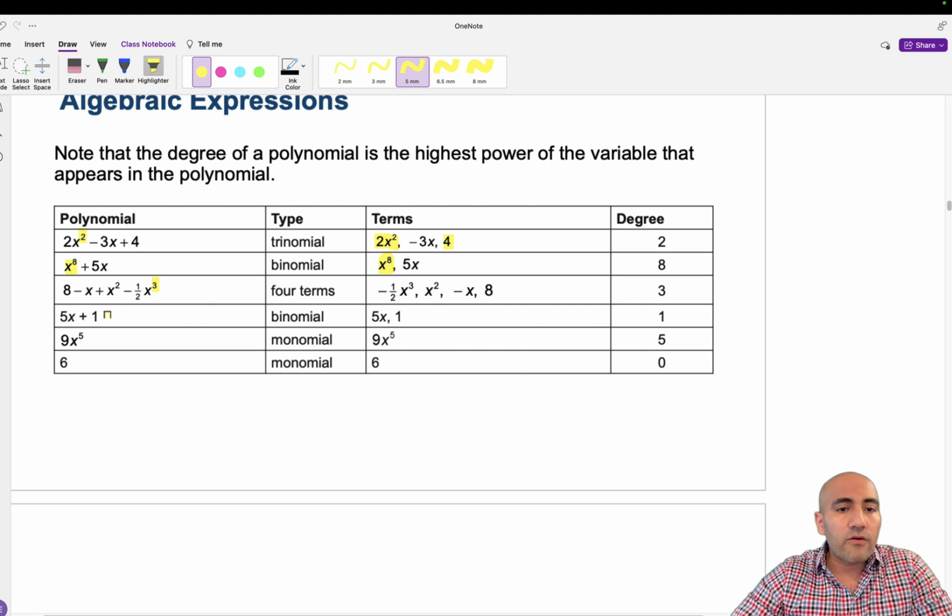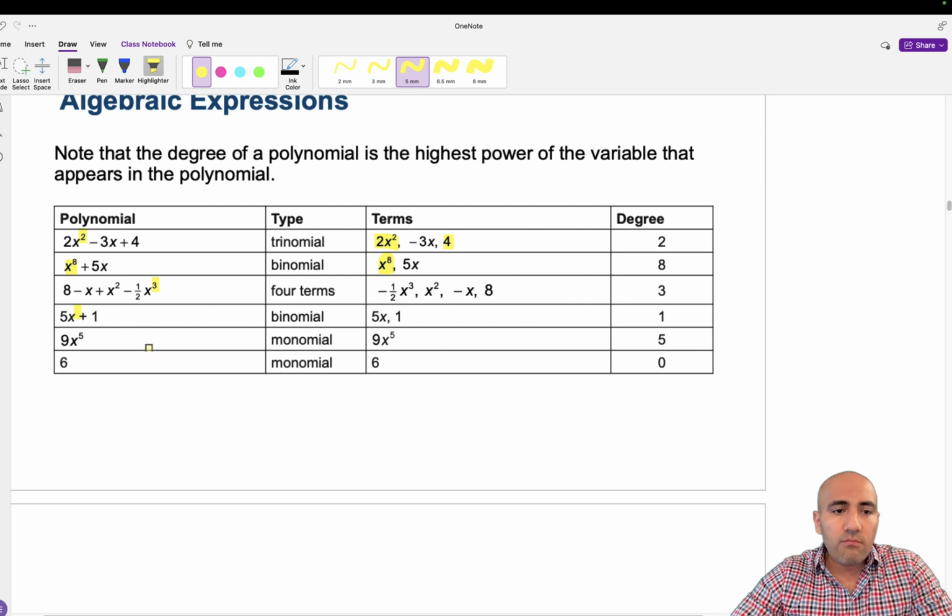Okay, next we have another binomial, 2 terms, right? And so 5x is one term and 1 is the other term. Good. And the highest degree, well, there's nothing written, so by default there's a little 1 there. So this is the degree 1 binomial in variable x.